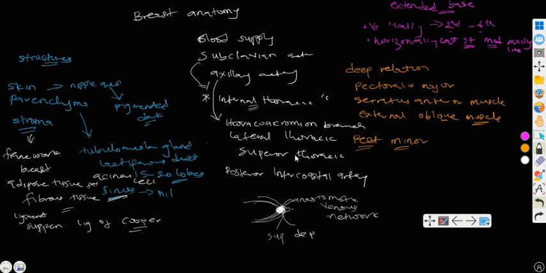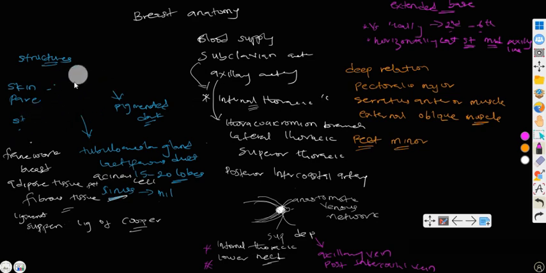To divide into the superficial and what? The deep vein. The superficial vein drains into what? The internal thoracic vein and the veins in the lower aspect of the neck. But the deep vein drains into what? The axillary vein and the posterior intercostal vein. So the axillary vein and the posterior intercostal vein are drained by the deep vein, while the superficial vein drains into the internal thoracic vein and the lower veins of the neck. So this is about the venous drainage of the breast.